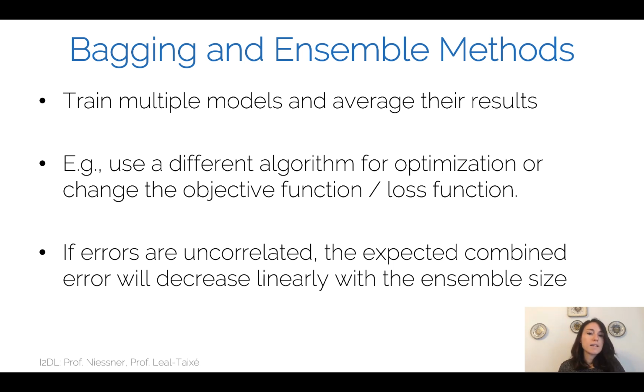The idea is that if the errors your neural networks are making are all uncorrelated, then the expected combined error will decrease linearly with the ensemble size. Essentially, the more models I have, the more my error will decrease. This is, of course, assuming that the errors are uncorrelated, and this is the key point here.